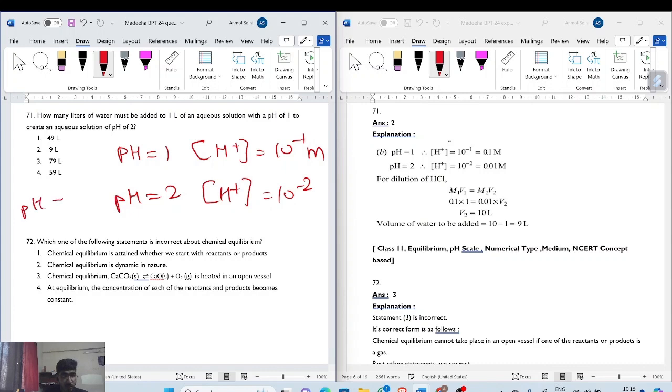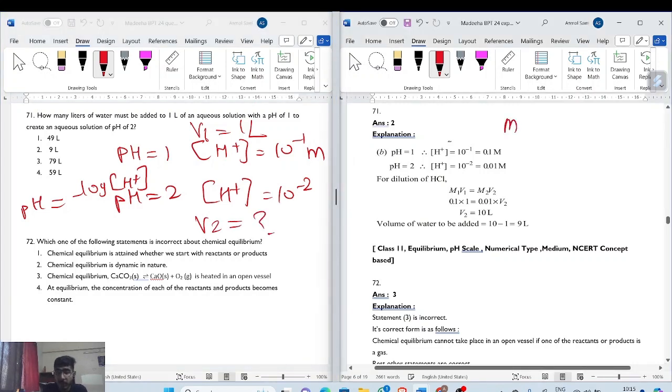because we know pH is equal to minus log H plus. From this we can calculate the concentration of H plus, which is 10 raised to power of minus 1 and 10 raised to power of minus 2. We are given that the volume of the solution having pH 1 is equal to 1 liter, and we have to calculate the volume of the second. We know that M1 V1 will be equal to M2 V2, so we can use this formula. For solution 1, we have concentration 10 raised to power of minus 1 and volume 1 liter.